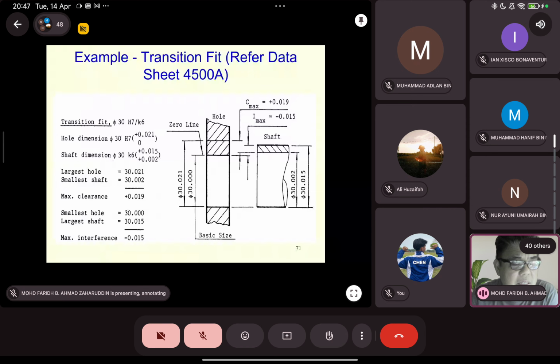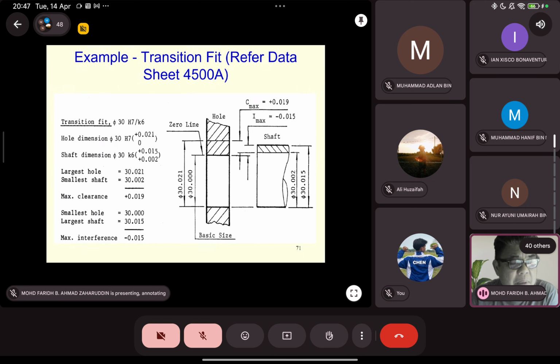Now, if you look at this transition, same. Okay, so again, please look at this size. You will see that what happened is that the size of the shaft is actually in between these, in between the maximum diameter of hole and the minimum diameter of hole.